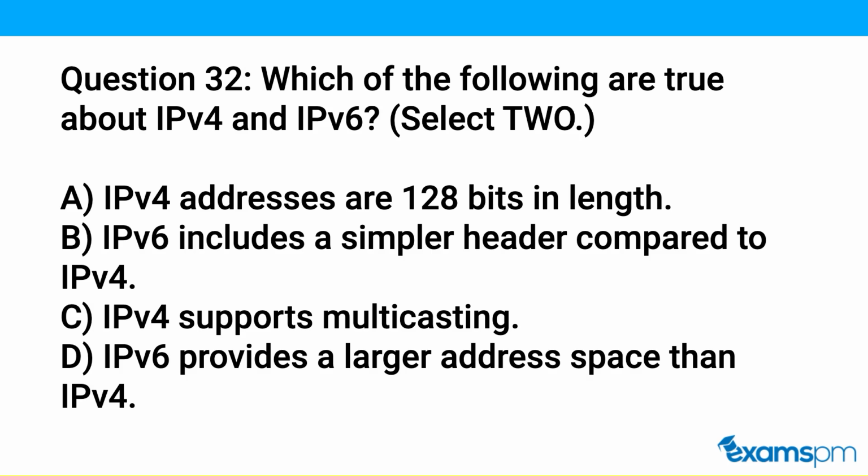Question 32. Which of the following are true about IPv4 and IPv6? Select 2. A. IPv4 addresses are 128 bits in length. B. IPv6 includes a simpler header compared to IPv4. C. IPv4 supports multicasting. D. IPv6 provides a larger address space than IPv4.